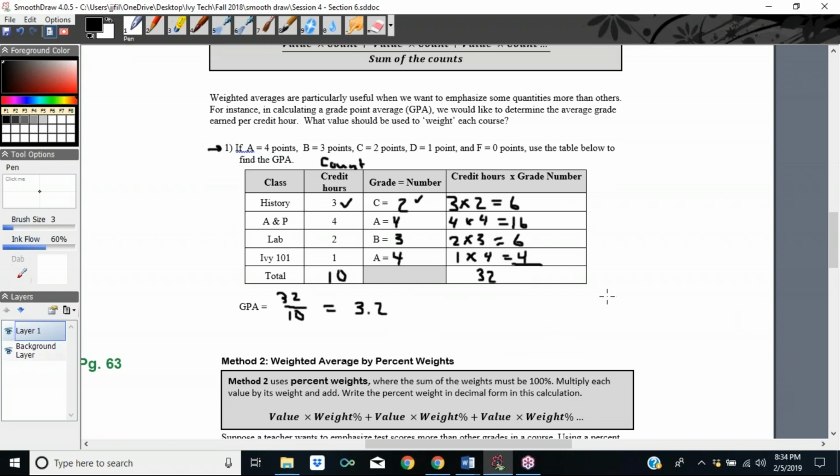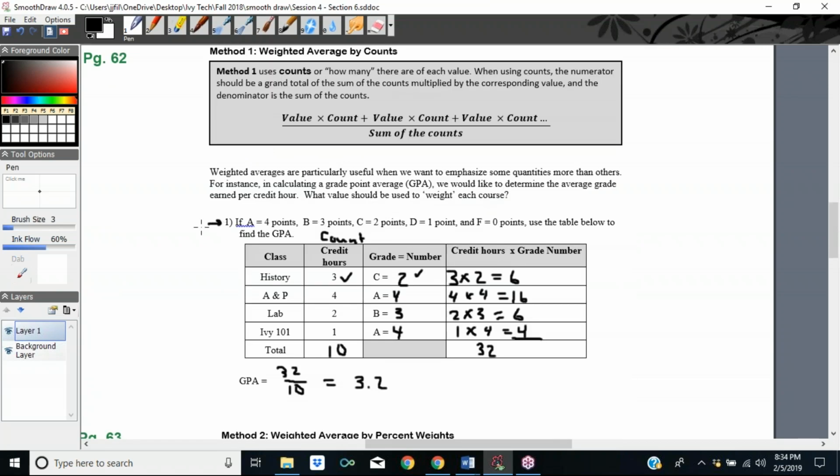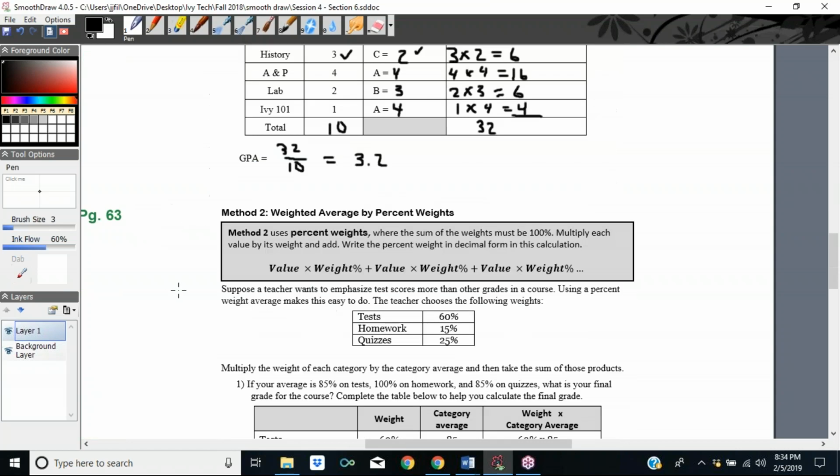All right, so that's how we do method 1. Now, method 2 is more like calculating a grade in a class. So this would be like calculating a GPA, or method 2 would be like the class grade. So the way we do method 2, it says it uses percent weights, where the sum of the weights must be 100%. Multiply each value by its weight and add.